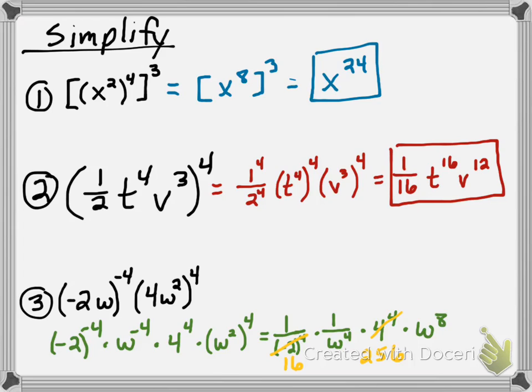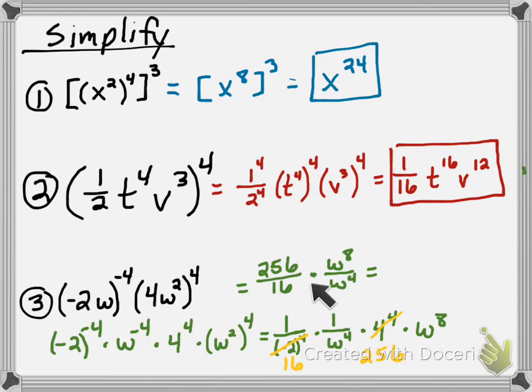Okay, so now I'm going to rewrite this. So I have 256 over 16, because I have 256 times 1 over 16. So the 16 is on bottom, the 256 is on top. That's how I get 256 over 16. Then the same thing here. I have a w to the 4th on bottom and a w to the 8th on top. So I have times w to the 8th over w to the 4th. Now I can simplify both of these fractions.